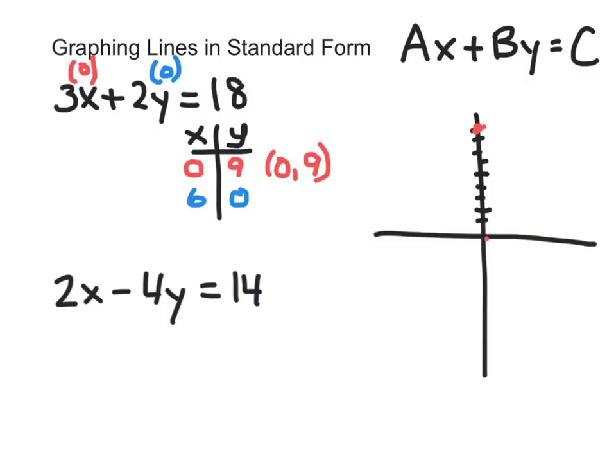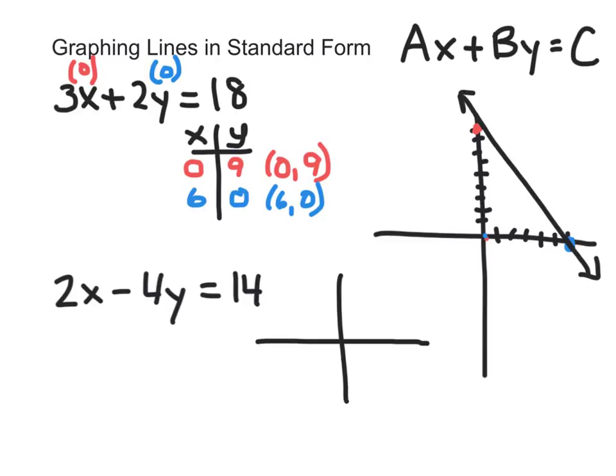Now we're going to plot 6, 0, and again, from the origin, we're going to move 6 to the right. It's positive. 1, 2, 3, 4, 5, 6. We're going to put 6, 0 right here. Once we plot those 2 points, we can draw the line that goes in between them, and we're done.